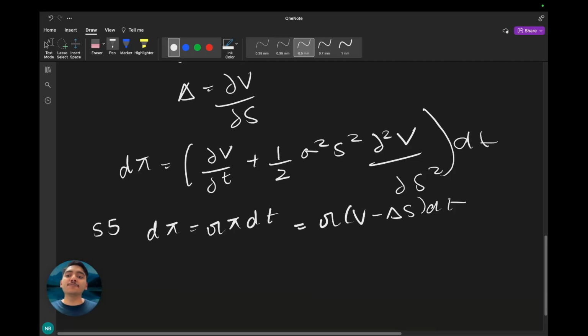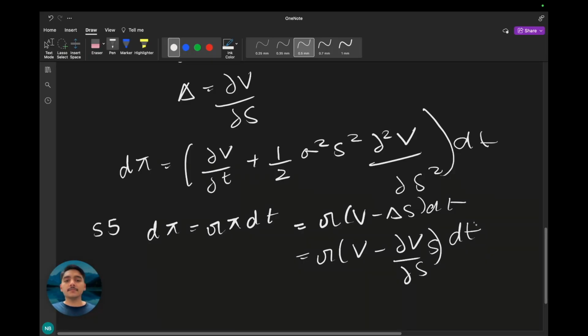If our risk-free portfolio earned more than the risk-free rate, everyone would buy it and drive the price up. If it earned less, everyone would sell it. The only stable equilibrium is when it earns exactly the risk-free rate. So we substitute our hedge ratio inside it. It basically becomes r times V minus del V, partial derivative of V with respect to S, times S, dt.